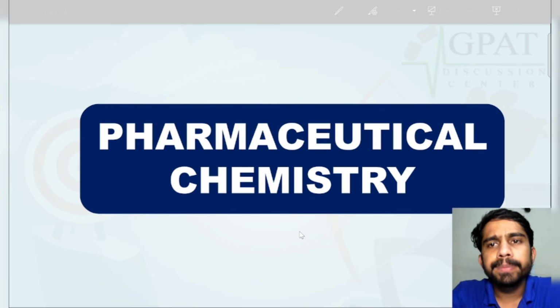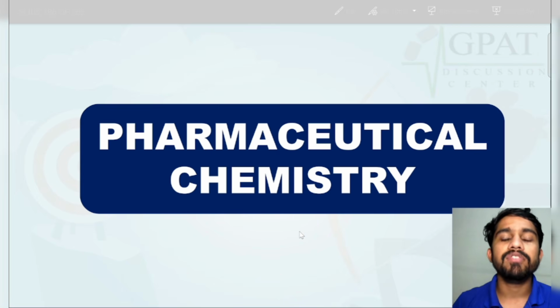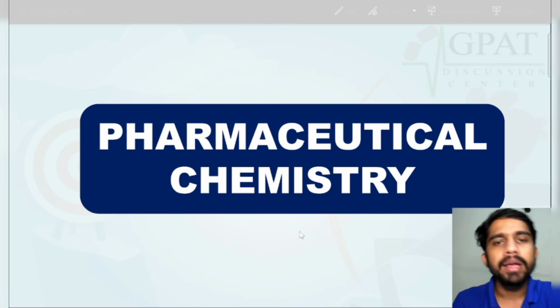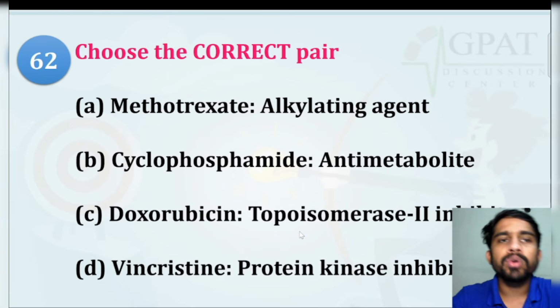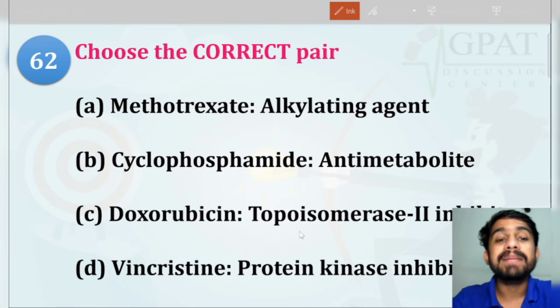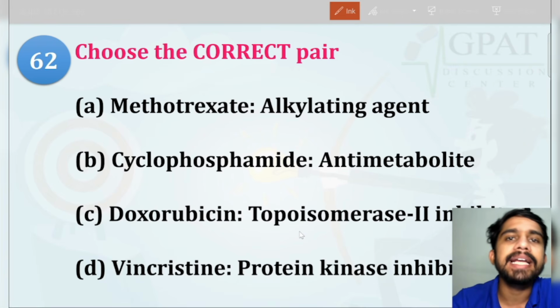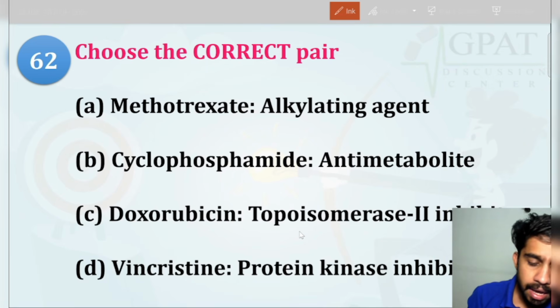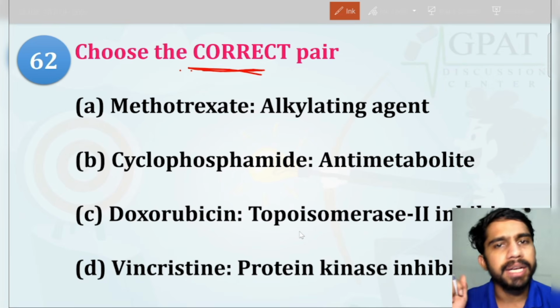So, in today's PGECET 2018 question paper, we are going to discuss the pharmaceutical chemistry portion. Okay, so let's start with the question. Question number one. What is question number one saying? Very simple question. If you just remember the classification of the anti-cancer drugs, then you can solve this question. Choose the correct pair. We have to identify the correct pair among them.